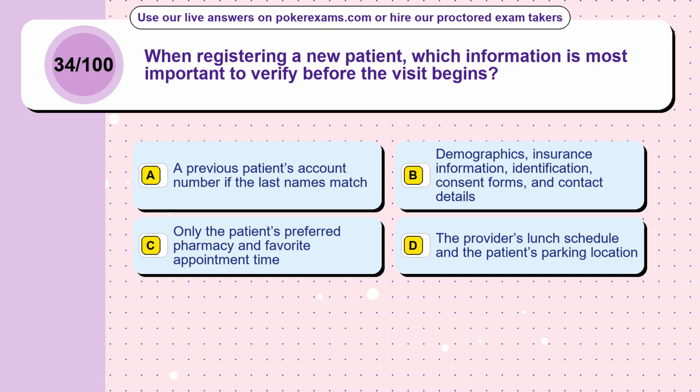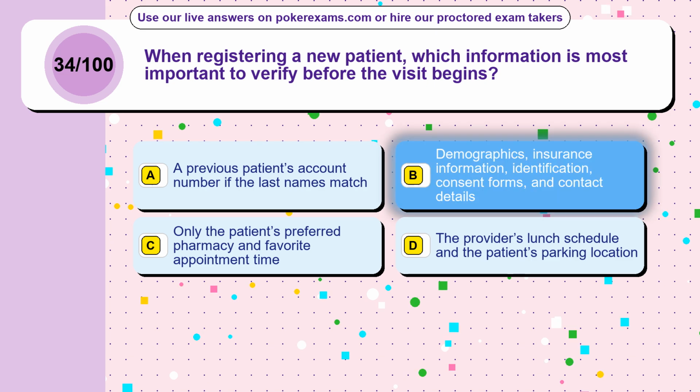Only the patient's preferred pharmacy and favorite appointment time. Option D. The provider's lunch schedule and the patient's parking location. The correct answer is option B. Demographics, insurance information, identification, consent forms, and contact details.